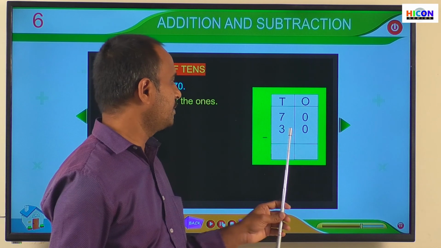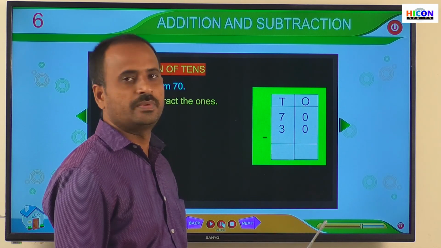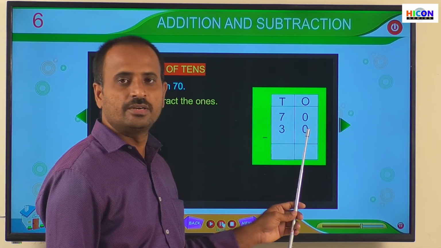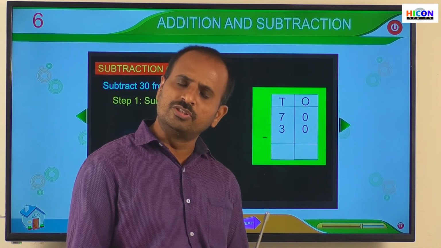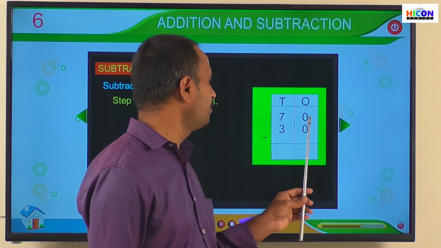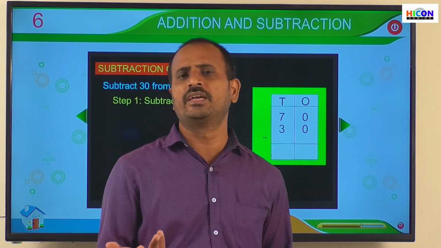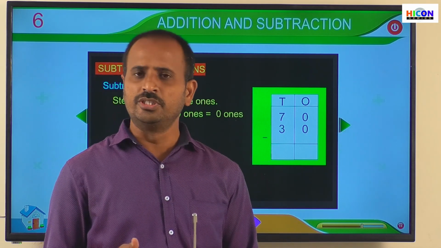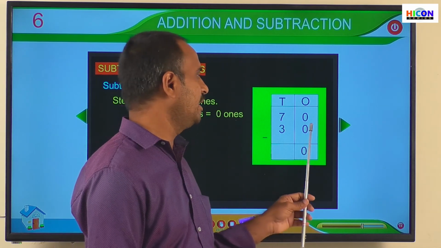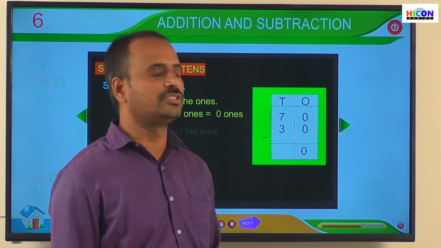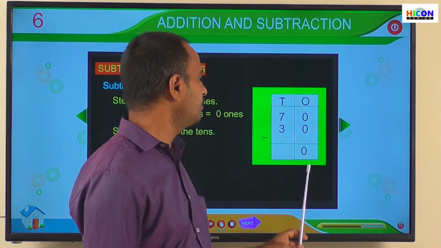So now the subtraction. Start from the ones place. What are the digits present in the ones place? 0 and 0. If you subtract 0 from 0, that is 0 minus 0, again we will get 0. If you subtract two zeros, again you will get 0. So write 0 under the ones place.